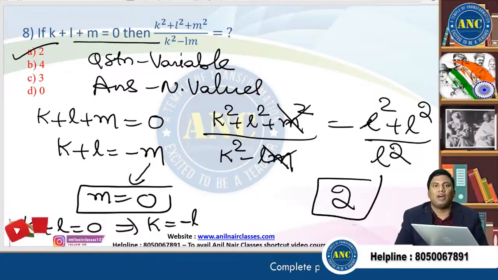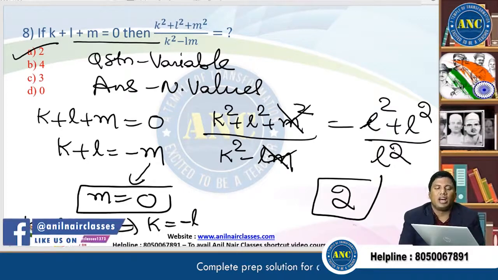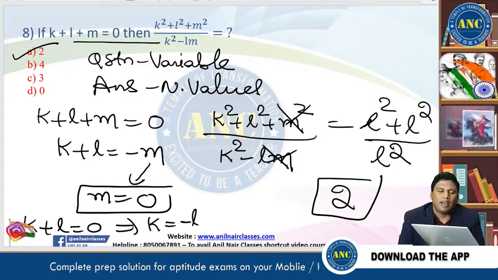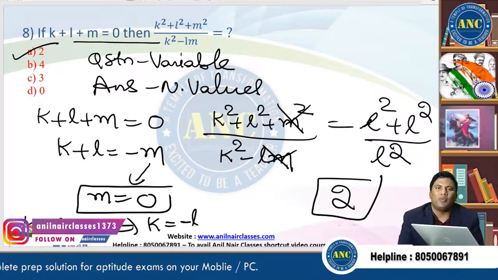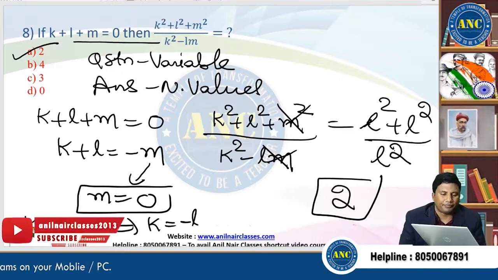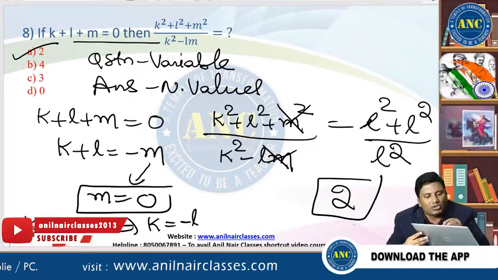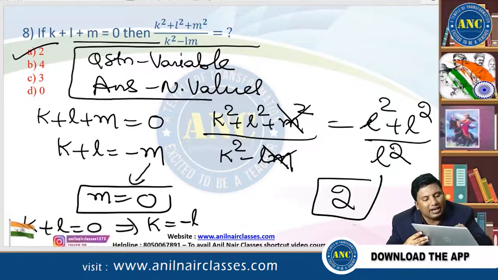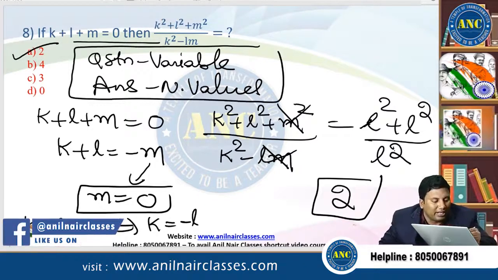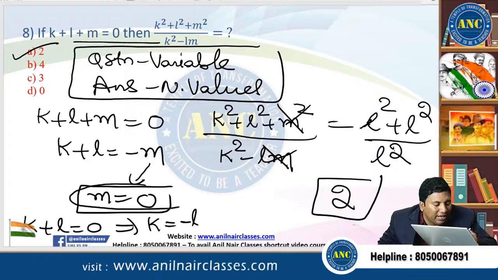One method where most institutes teach is to substitute some dummy values. Dummy values are not needed. What are dummy values? K value 1, M value 2, K value 2, L value 1, M value minus 3. Dummy values are not required. If the question contains variables and the answer contains numerical values, the best way to solve it is to make the dependent variable 0.